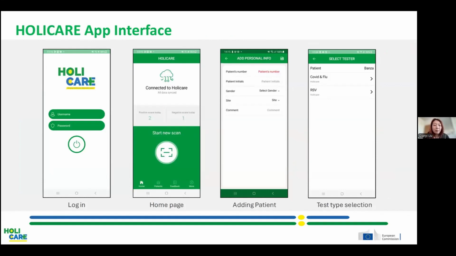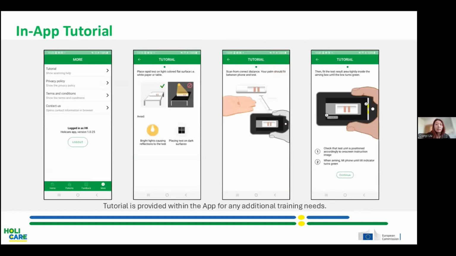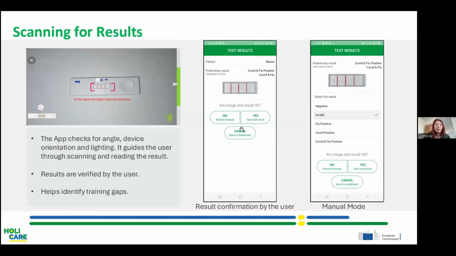Next, we have the homepage, which gives the user access to creation of new scans. They can also look at past patient data. They can train themselves by going through a tutorial, and it also gives them a status for internet connection to the cloud. And then we have adding personal information as well as selecting test types for the two other interfaces. This is just an example of what the tutorial looks like for the users. If they need any additional training, they can go through this animation and it tells them exactly what to do.